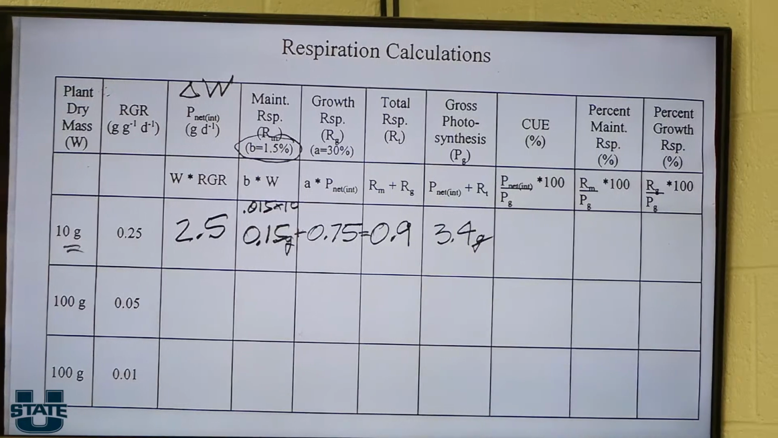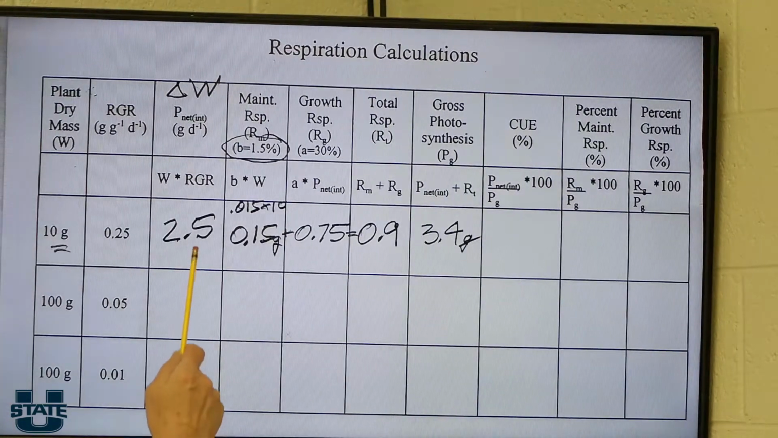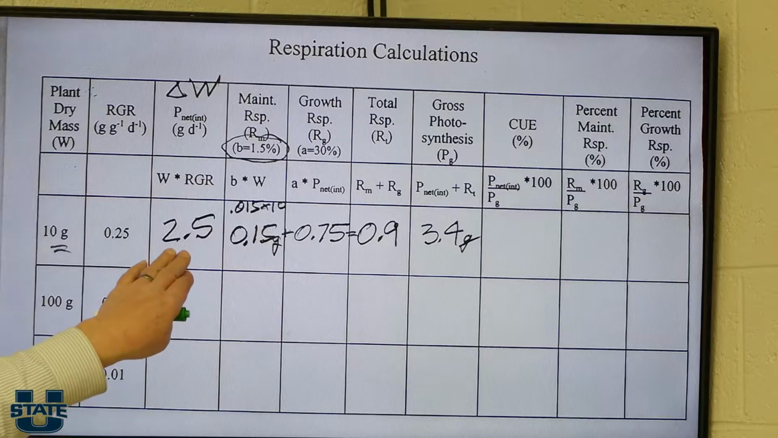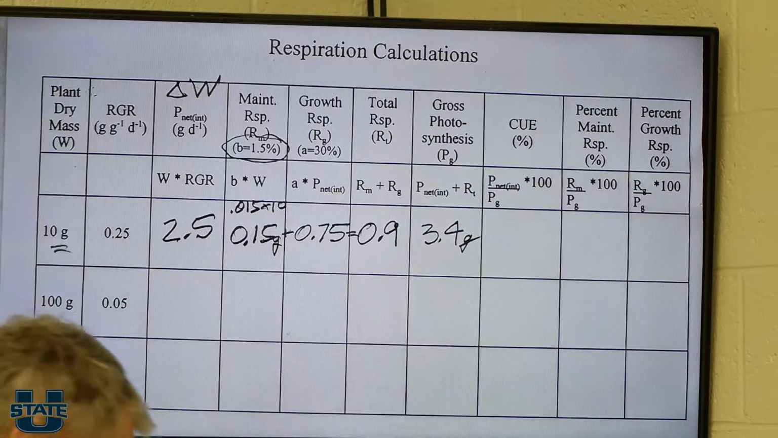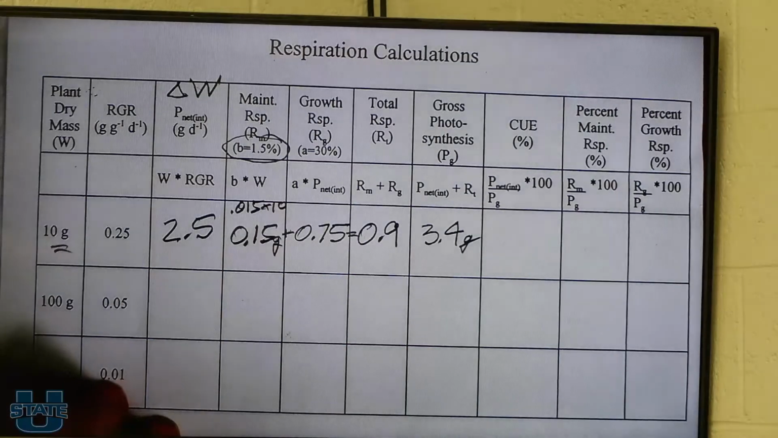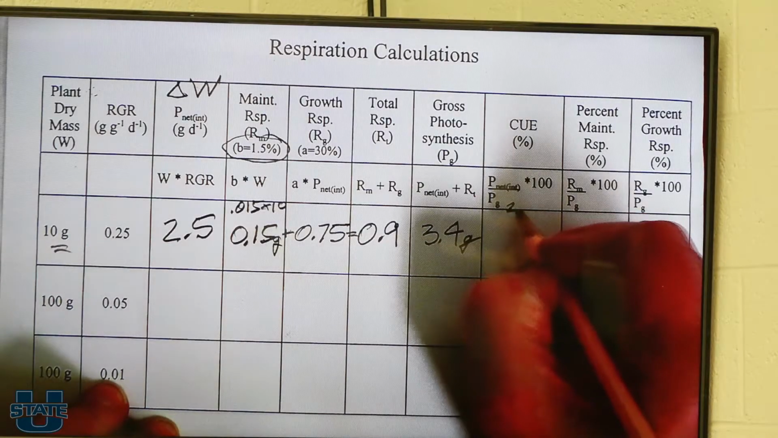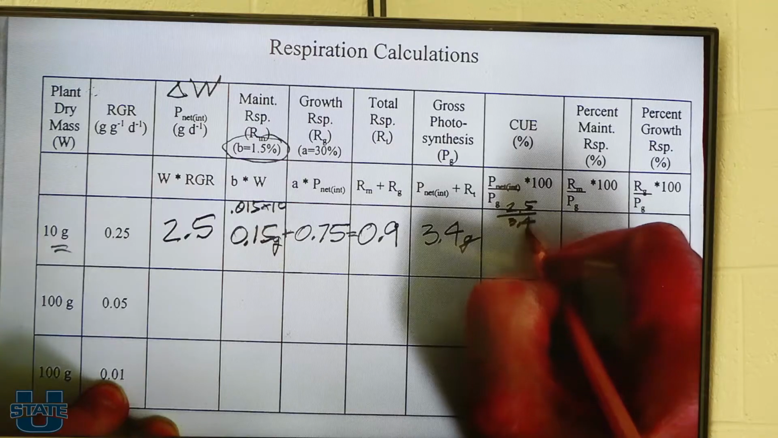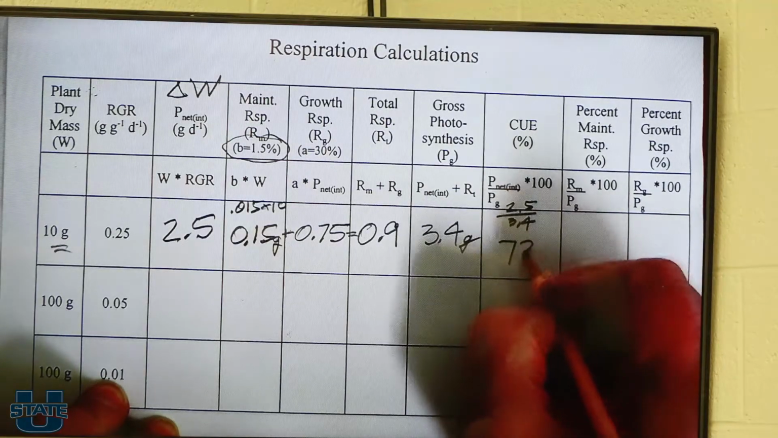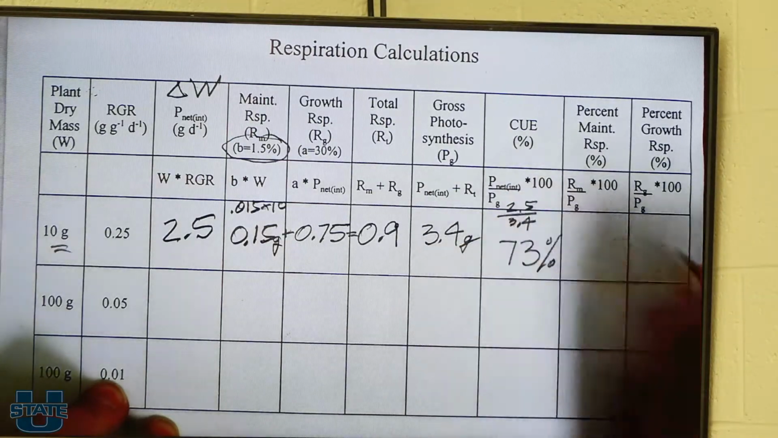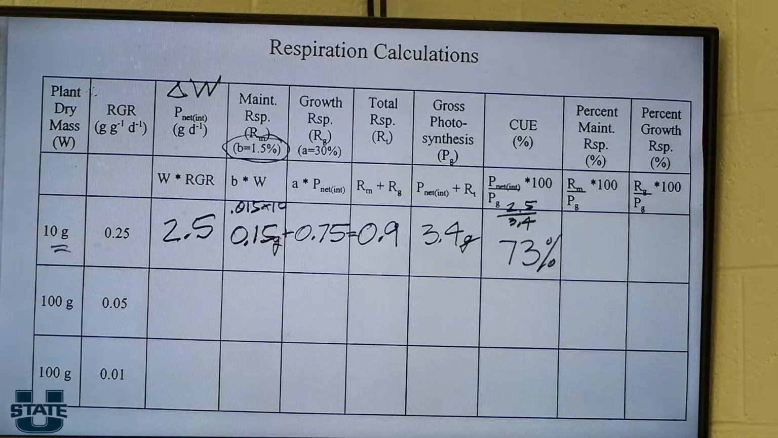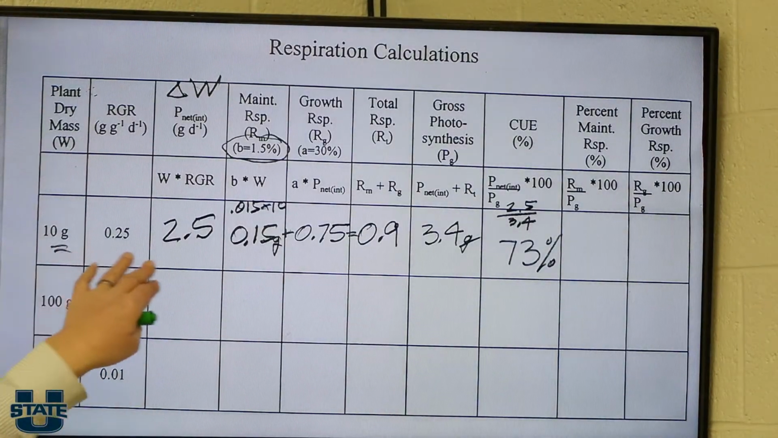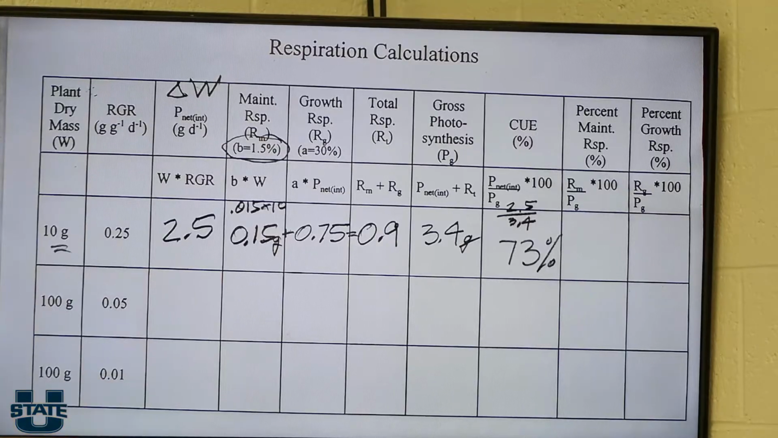Sure we can. Carbon use efficiency is the weight gain divided by the total. So it's net gain divided by total. So this is 2.5 over 3.4, which is 73% carbon use efficiency. Really high, but again, this is a young, fast-growing plant.